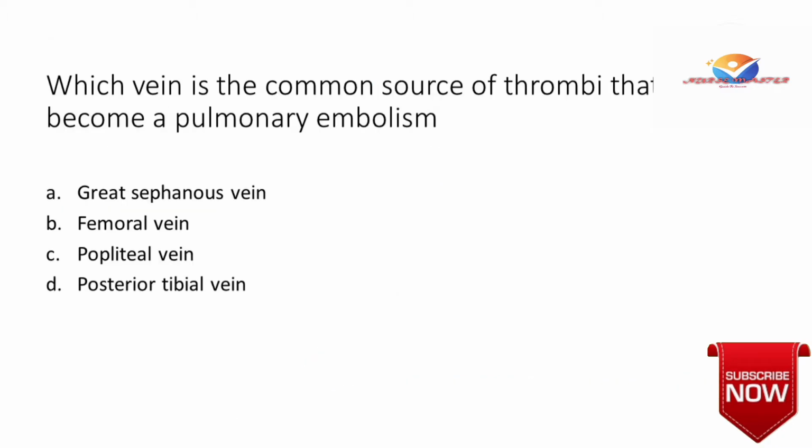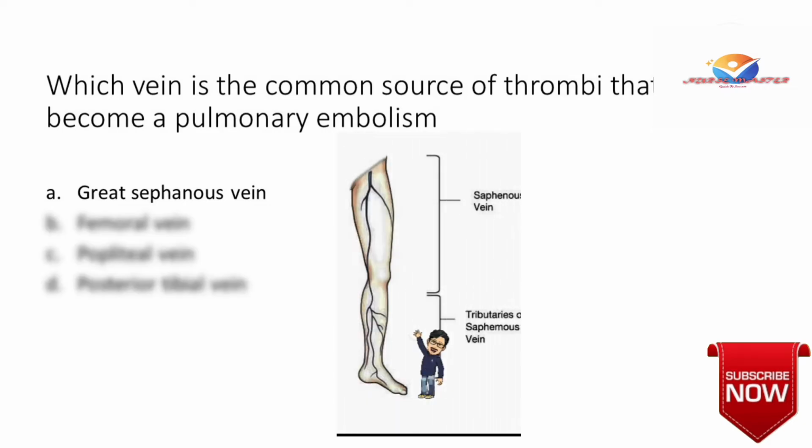Which vein is the common source of thrombi that become a pulmonary embolism? Option A, great saphenous vein. Option B, femoral vein. Option C, popliteal vein. Option D, posterior tibial vein. The correct answer is option A, great saphenous vein.